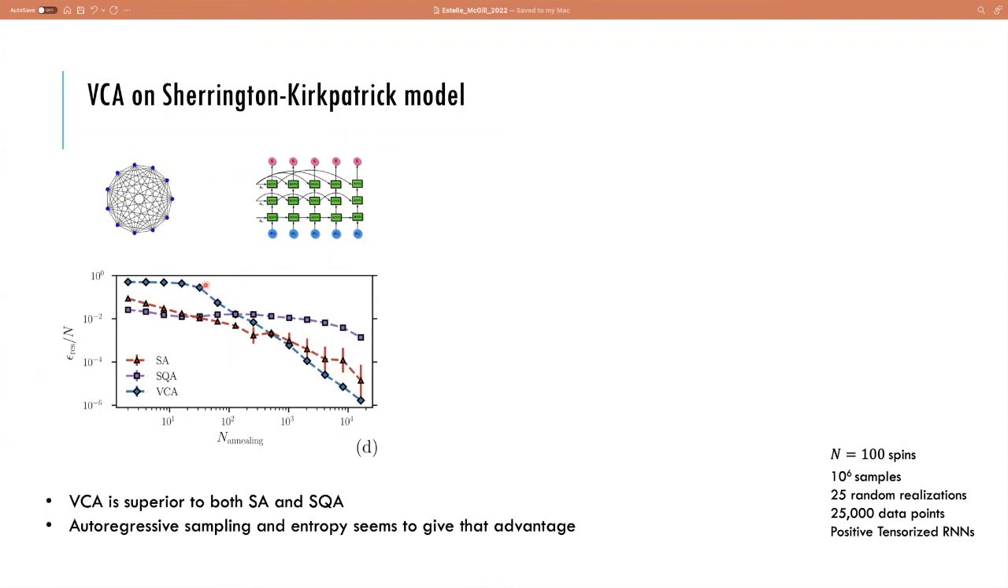And again, we see that the tendency is that variational classical annealing is superior to both variational quantum annealing and simulated annealing and simulated quantum annealing. And so here is 100 spins, again, a million samples at the end of the annealing, 25 realizations of the disorder in expectation value here. Okay, so it seems that the autoregressive sampling and entropy probably give this advantage over Monte Carlo simulation of annealing.